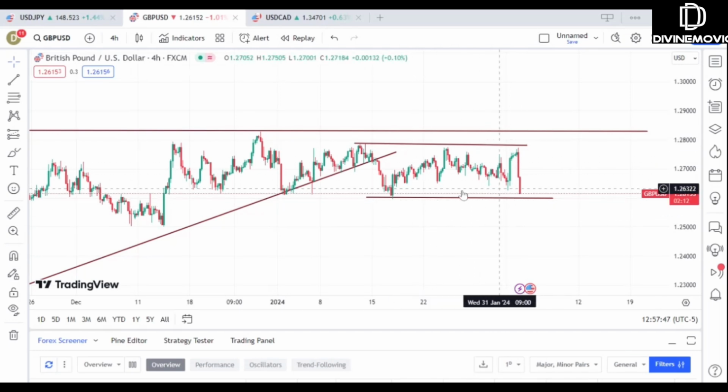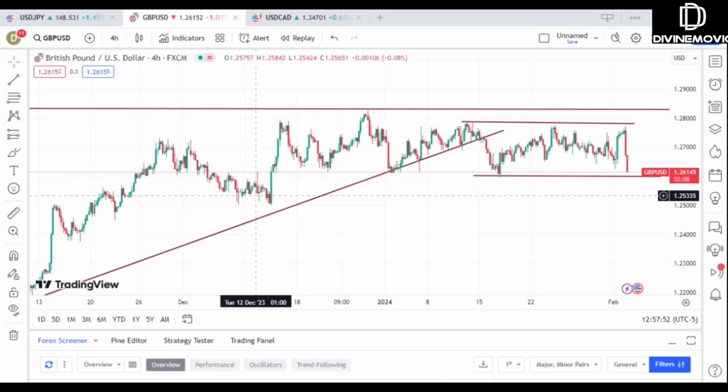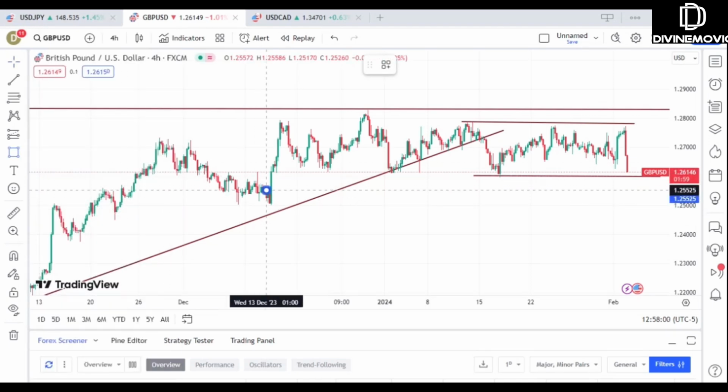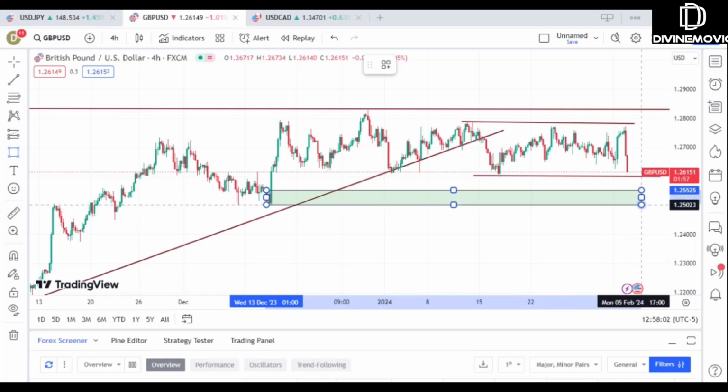And what I'm clearly seeing here is a supply zone on the 4-hour time frame, which is, sorry, a demand zone, because price is in an uptrend. So this zone we are going to pay attention to for price to come into.